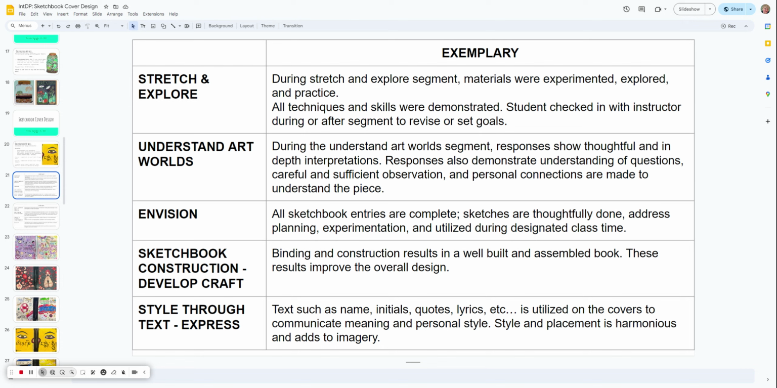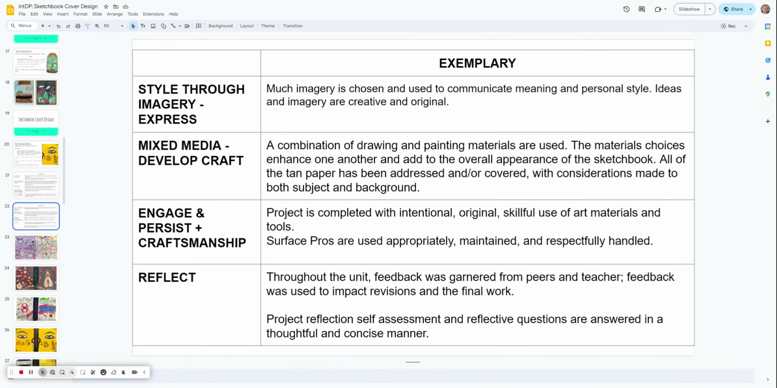And then the style and placement should be considered quite a bit. So thinking of where you're placing that text, how it relates to the imagery that you include with your covers. Think of that balance, think of that unification in those covers. And then that'll bring us into the style through imagery with that expression. So thinking of how much imagery is chosen, thinking of communicating again, meaning and style. With these, thinking of having your ideas be creative and original. So thinking of original drawings, not just either tracing or referring to some other creation. Try to have it be original for you.